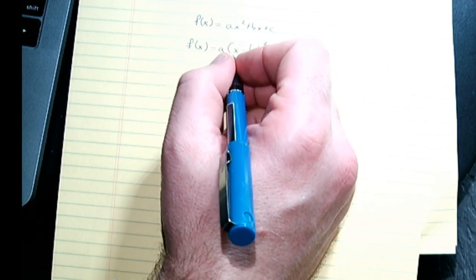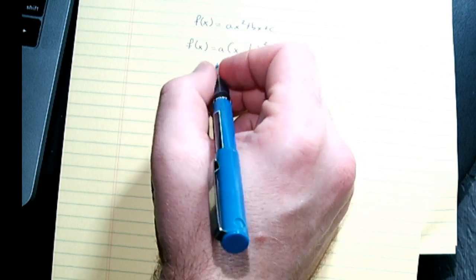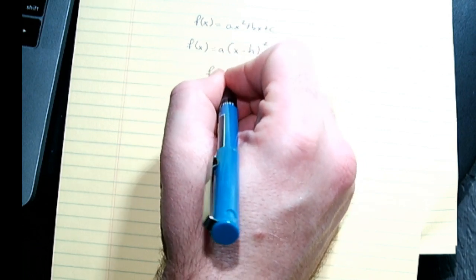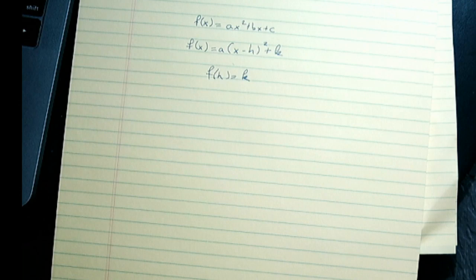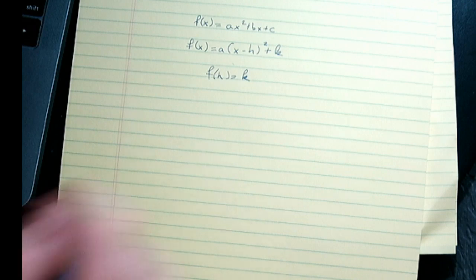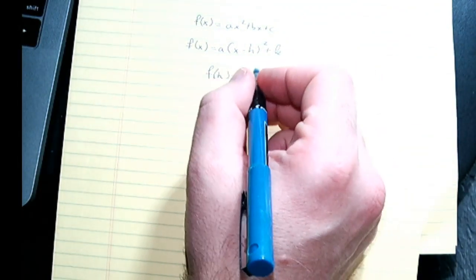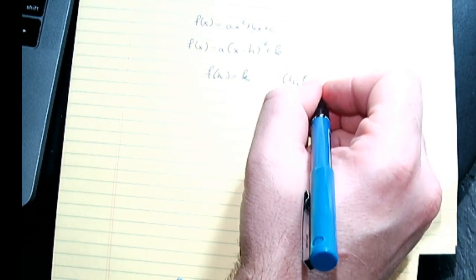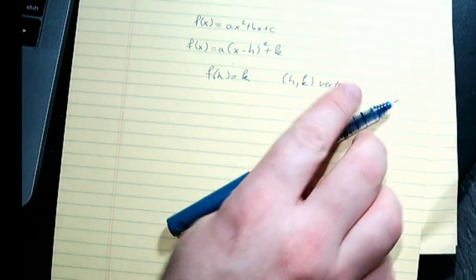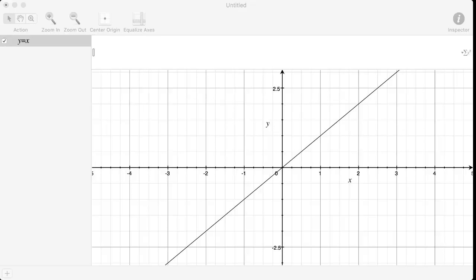How can you make this quantity 0? Well, you can plug in h for x. So f(h) is equal to k. For any other value, this term gets, depending on whether a is positive or negative, bigger and bigger and bigger, or smaller and smaller and smaller. So this point, this (h, k) point, is called the vertex of the shape. You've probably all seen this shape graphed before. This kind of shape is called a parabola.